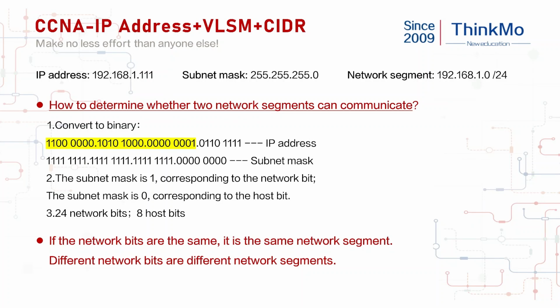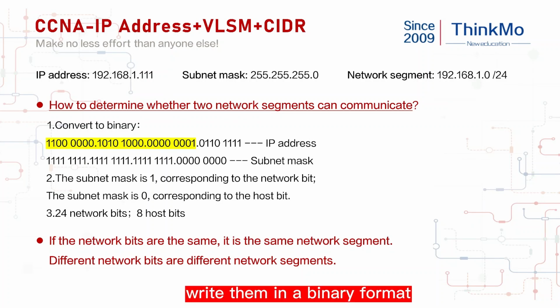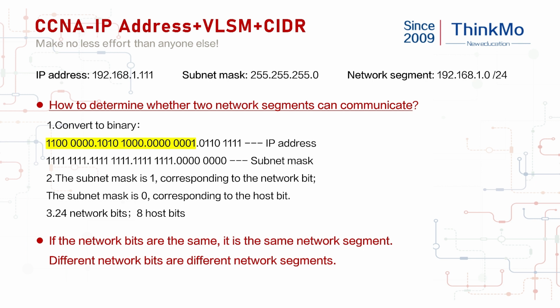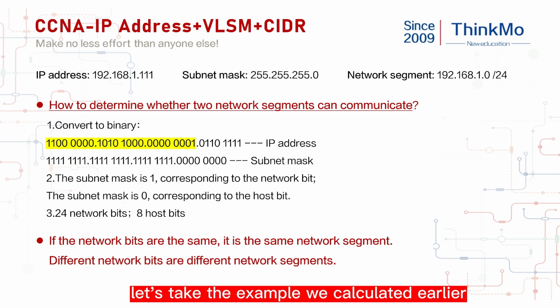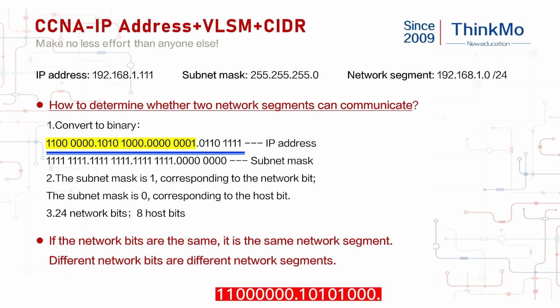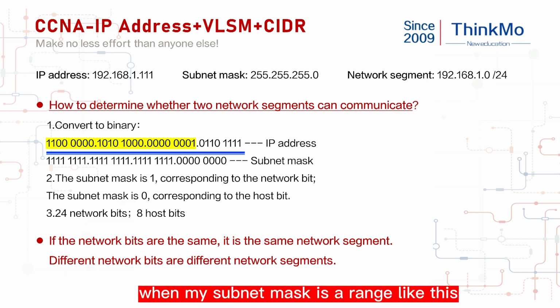Let's restore them. Write them in a binary format. Decimal is not easy to read. First is the IP address. Let's take the example we calculated earlier: 11000000.10101000.00000001.01101111. Then I ask a question now. When my subnet mask is a range like this, how does my mask represent?